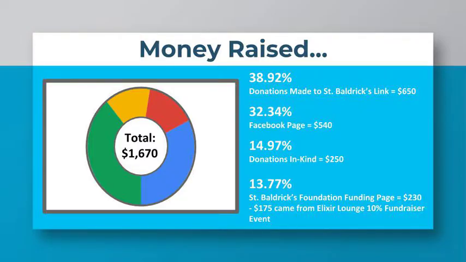Looking at how much money we were able to raise, we raised $650 in donations made to our St. Baldrick's League. And we made a Facebook page, which made $540. And then we received donations in kind, where people donated different things, which added up to $250. Then we hosted an event where we raised $175. We made a funding page for that event, and in the end we made $230 from that funding page. All those added together, we were able to make a total of $1,670.